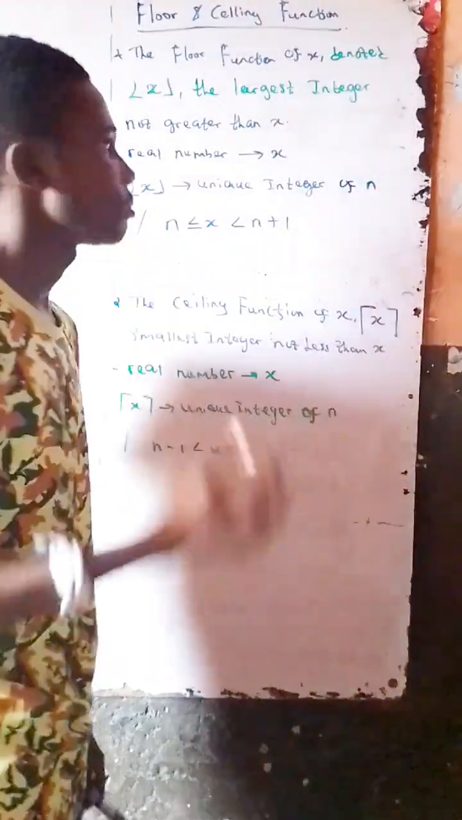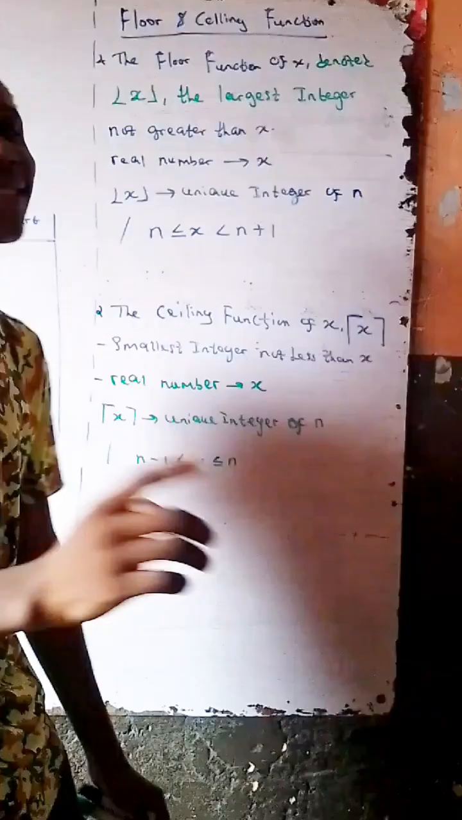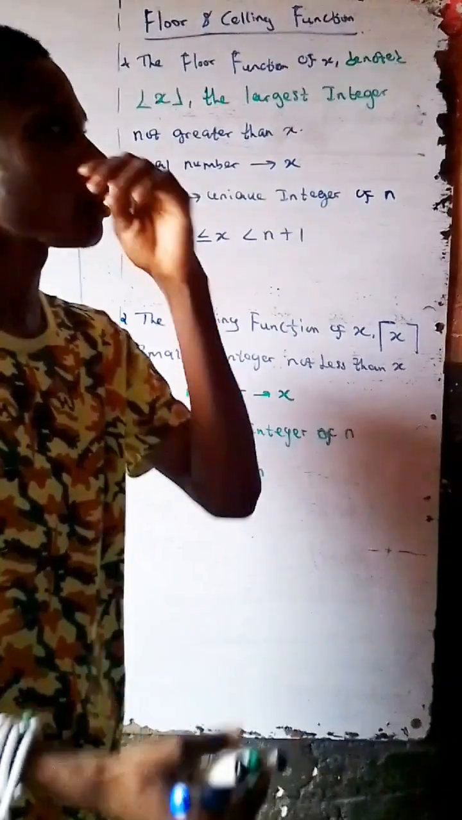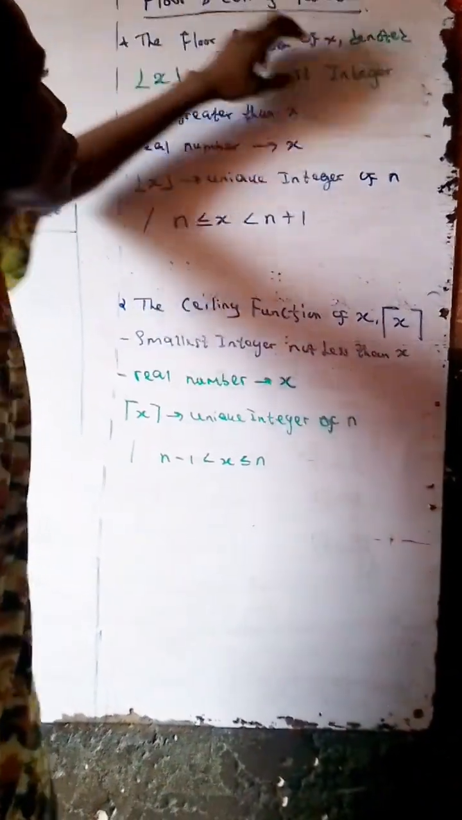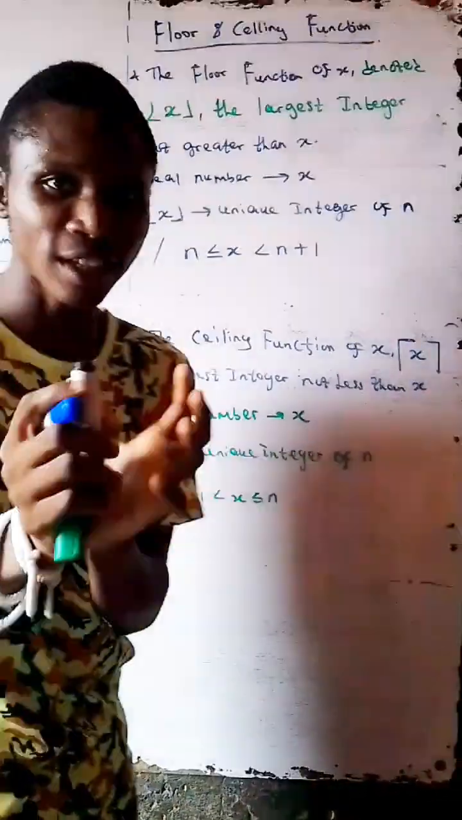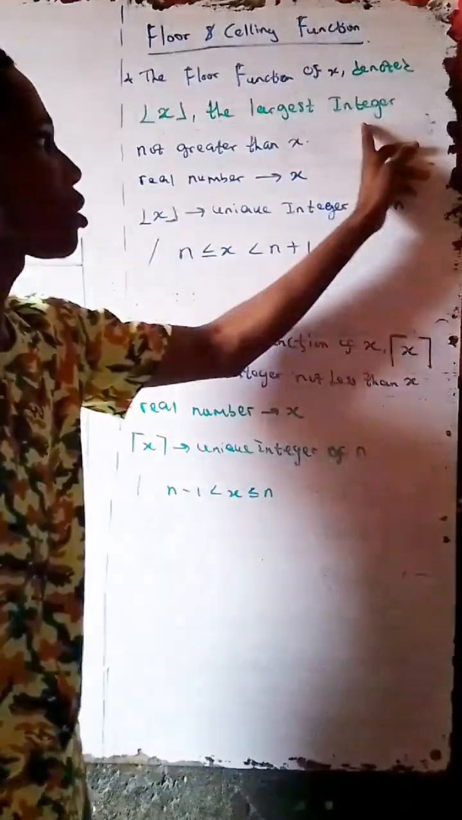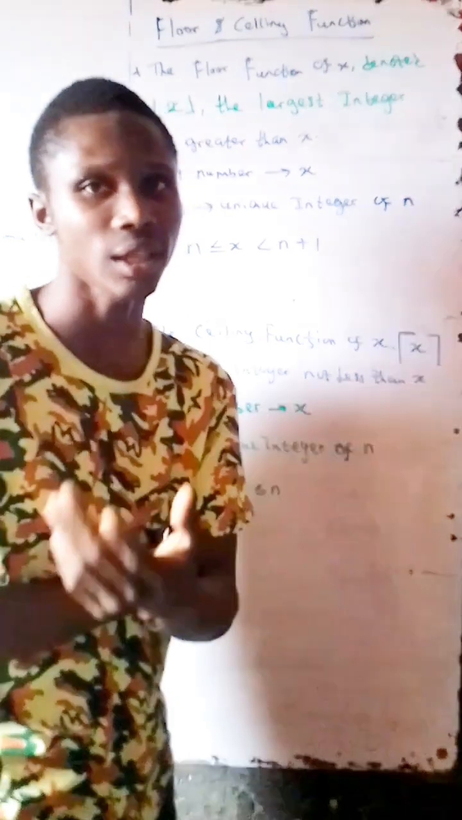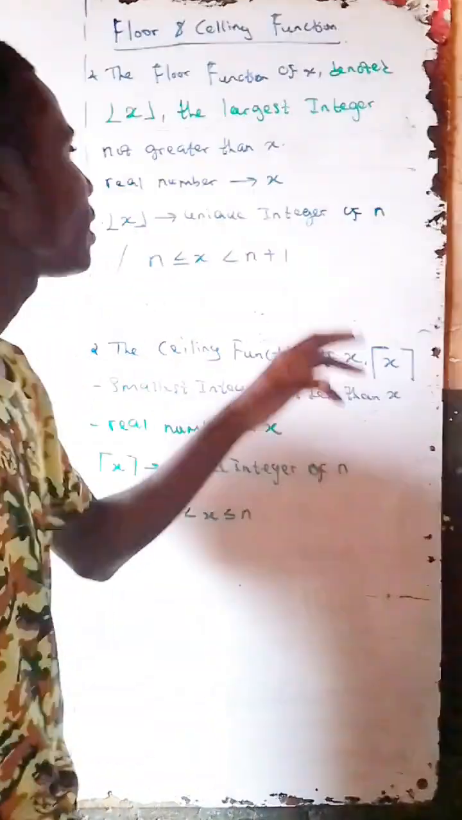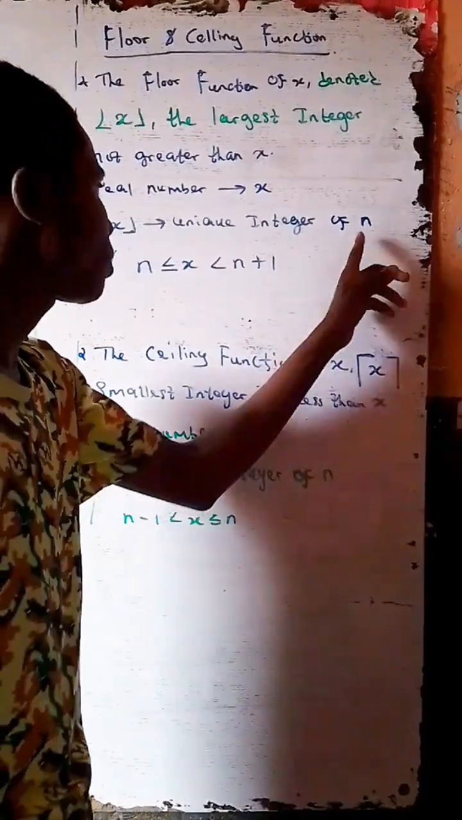Alright, good day guys. Talking about the floor and ceiling function, it is very simple, but you need to understand something. The floor function of x is denoted like this. It is the larger integer, but the larger number we are talking about is not greater than that particular value of the variable, which is x. The value you are being given to find the floor and the ceiling is the set of real numbers, and the integers. I will explain this integer when I come back to you.